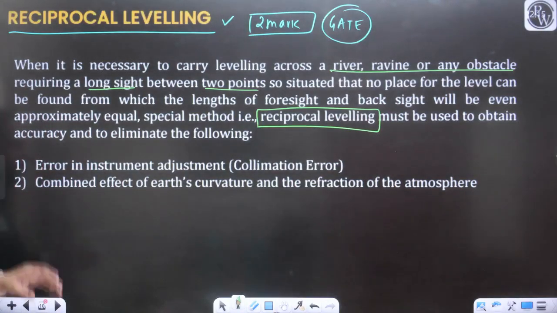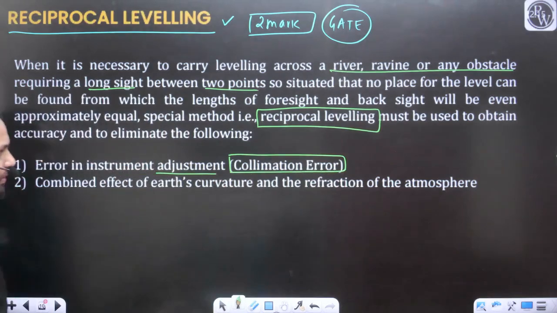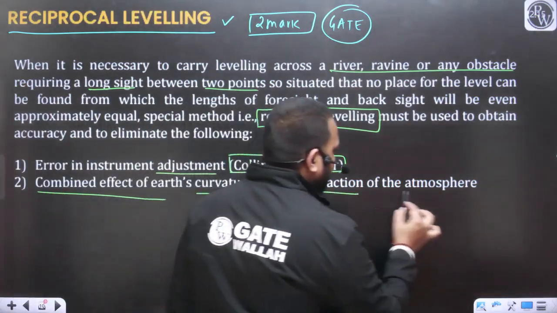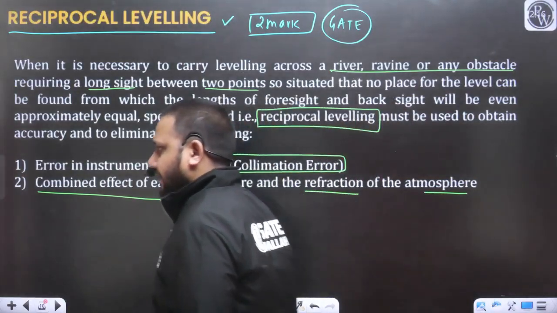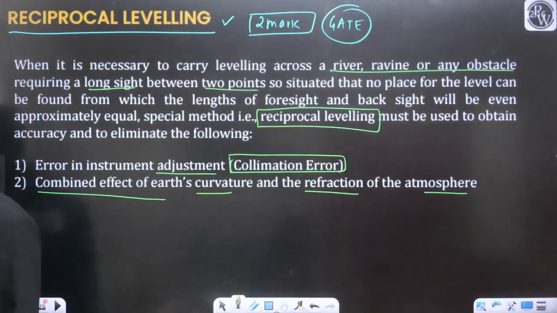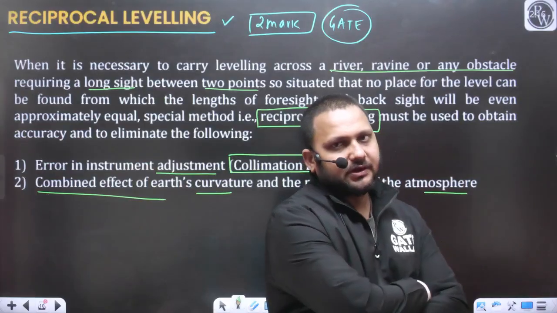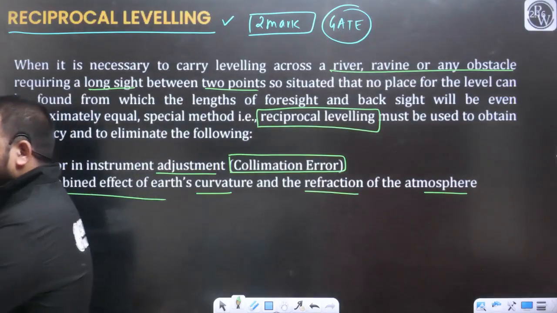And when we are following the reciprocal leveling, we can find out the collimation error, there will be no error from instrument adjustment. And the combined effect of the earth curvature and the refraction of the atmosphere is neglected. There will be no error due to the curvature. There will be no error due to the refraction if we are doing the reciprocal leveling. Now I think all the terms in this slide are clear to everyone. Yes or no?